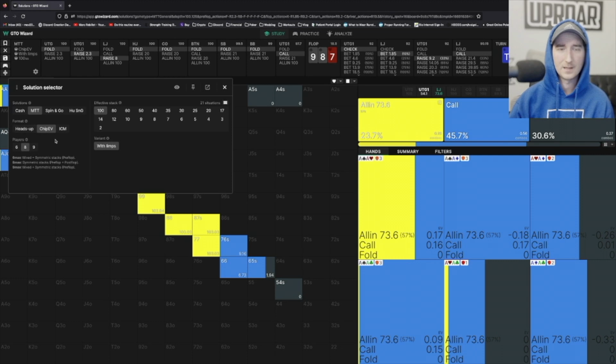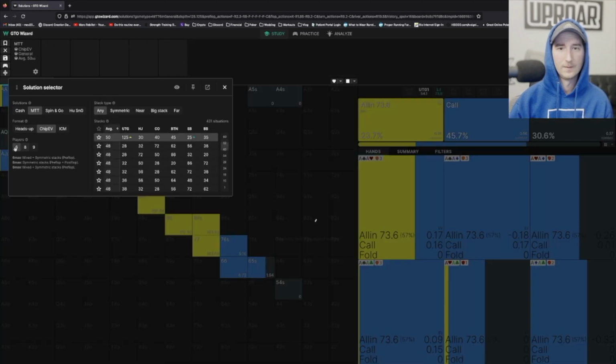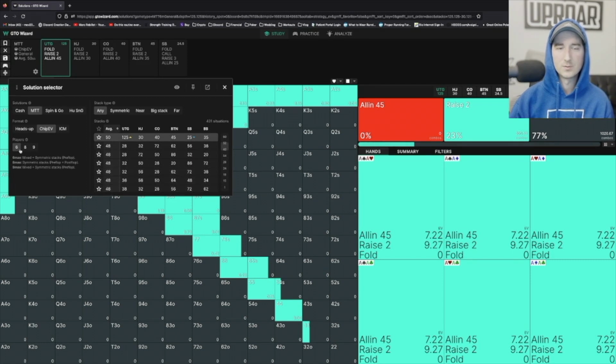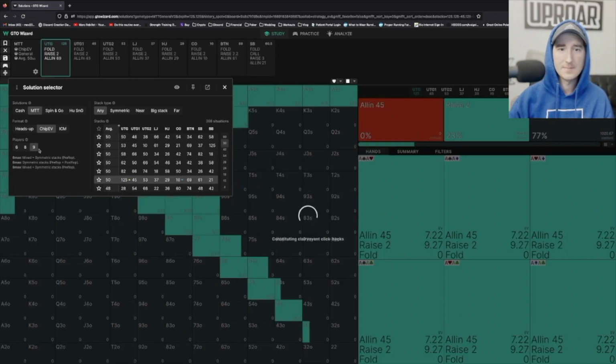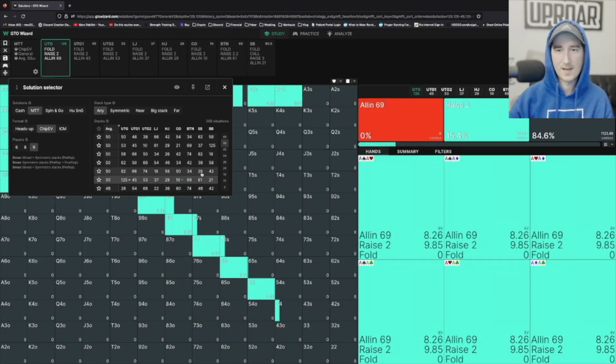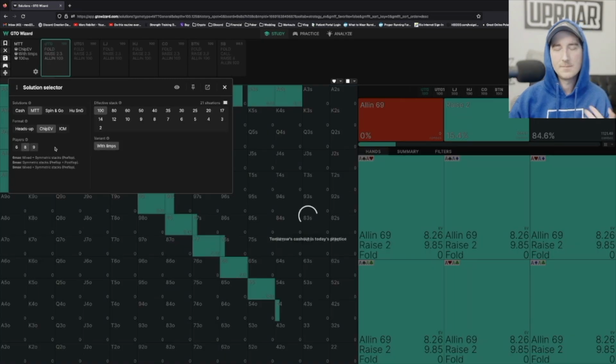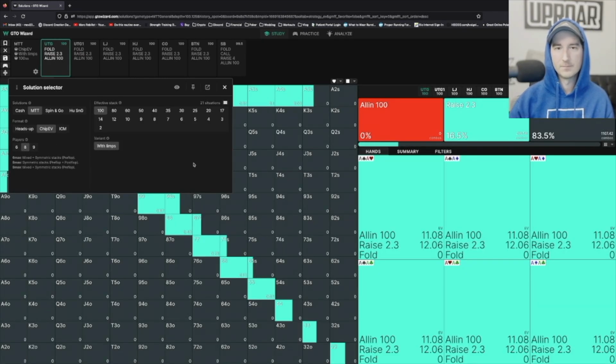They have heads up, they have chip EV, which allows for a few different scenarios. You can do 6 max, which allows for a set of mixed and symmetrical stacks. Symmetrical stacks just means everybody has the same stack. Mixed means, you can see here, not everybody has the same stack. So it's pretty noteworthy. 9 max, they also have a combination of mixed stacks and symmetrical stacks. And then 8 max, which is kind of like their flagship that they had the most solutions for, they have all these symmetrical stack sizes.